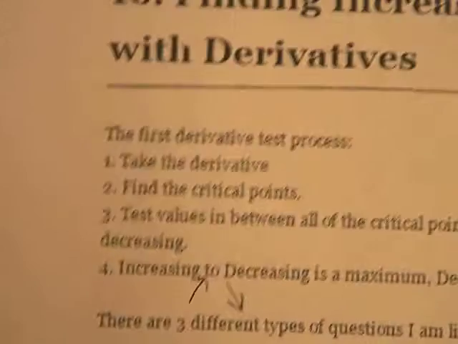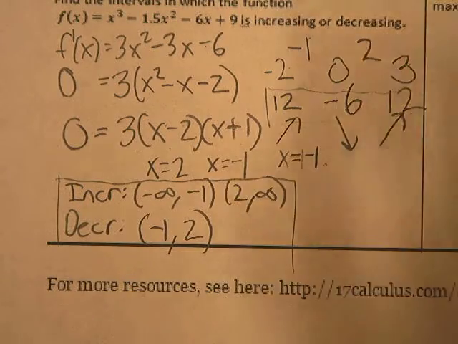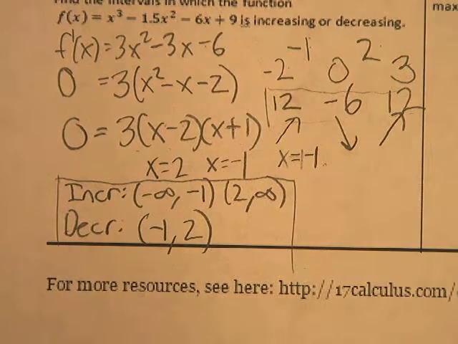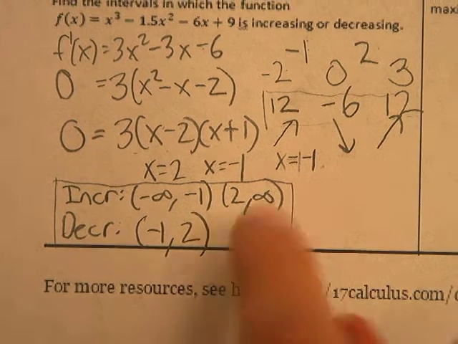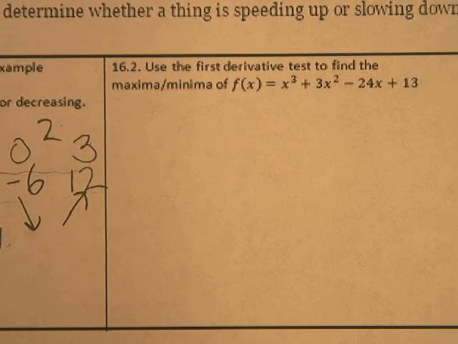So we basically did the whole first derivative test. We just didn't figure out maximums and minimums. We could have very easily. The maximum happens at negative 1, the minimum happens at 2. But we're just writing the interval where this thing's increasing or decreasing, because that's what it's asking for. Next one, we're actually using the first derivative test.